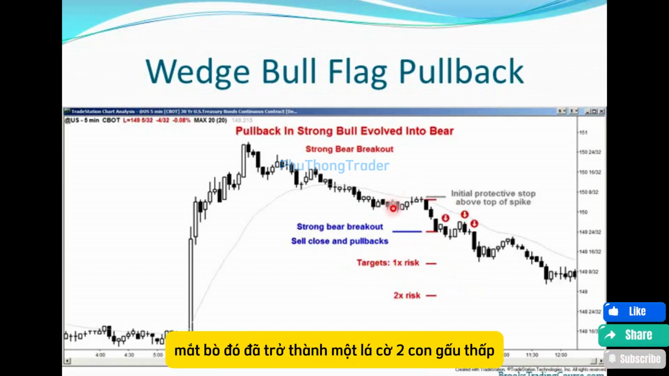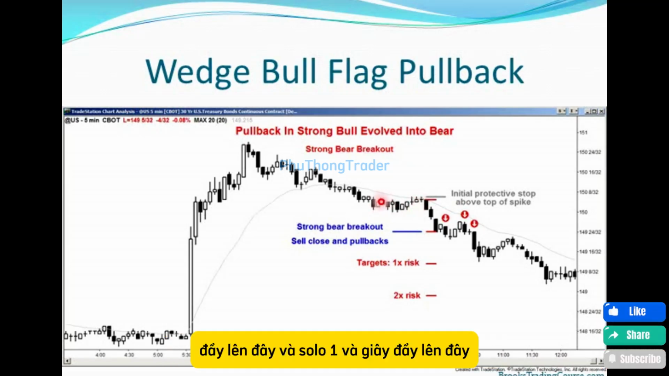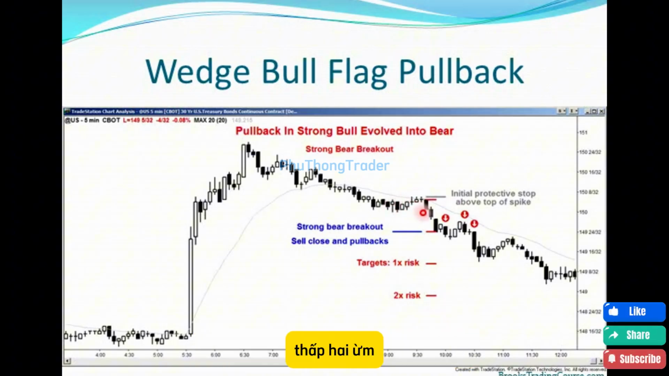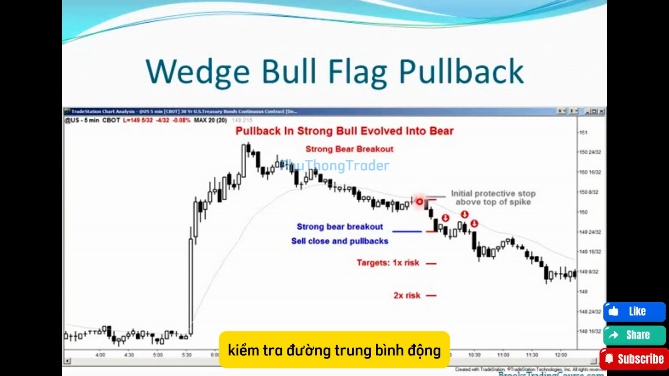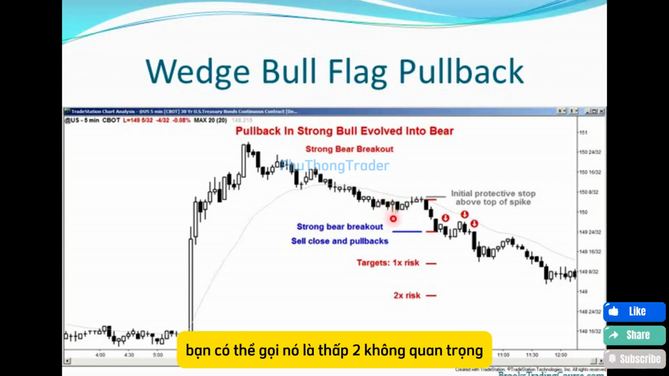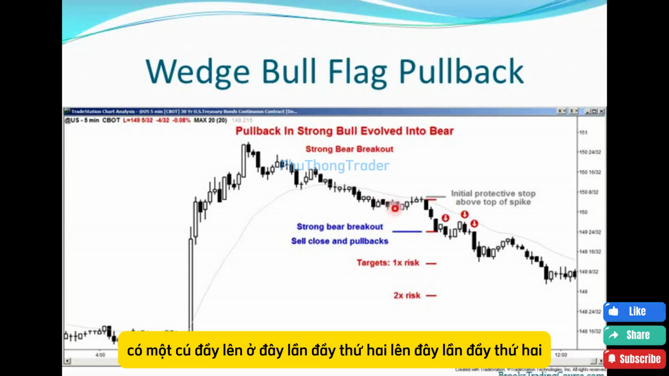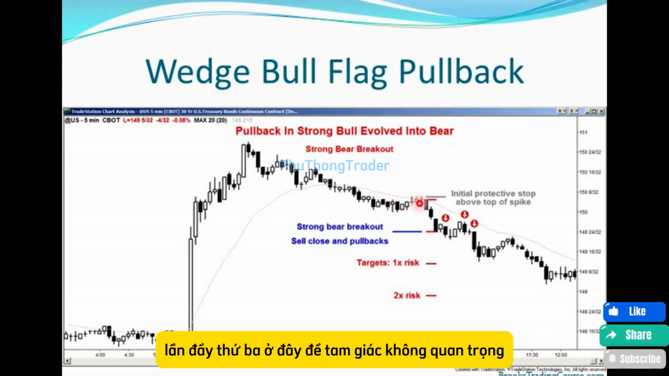And this is what happened. That bull II became a low 2 bear flag. Push up here, so low 1, and second push up here, low 2. So you would short below the low of that bar, test of the moving average, double top with this bar. So you can call it a double top, you can call it a triangle, you can call it low 2, doesn't matter. Here's a push up here, second push up here, second push, third push here, so a triangle.